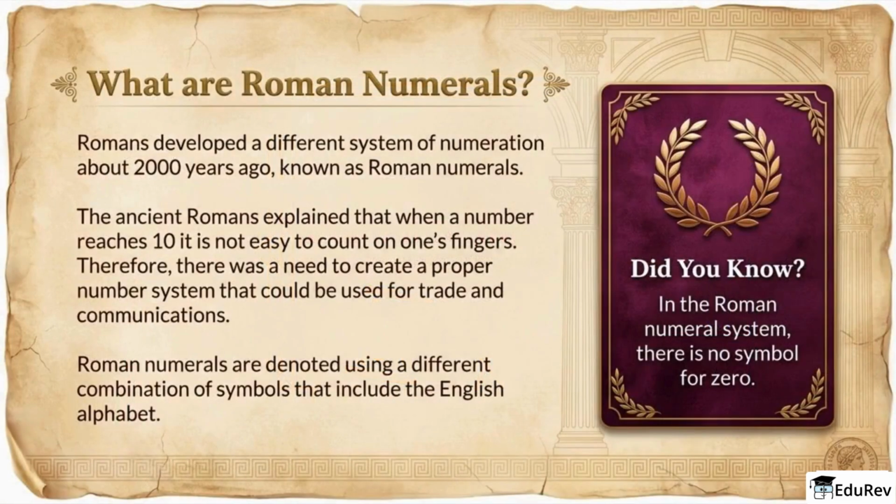Roman numerals were developed about 2000 years ago to make counting and record keeping easier, especially for trade and communication. Instead of place value digits, Romans used letters from the alphabet to represent fixed values. And those letters are combined using a few simple rules to form all the numbers we need.